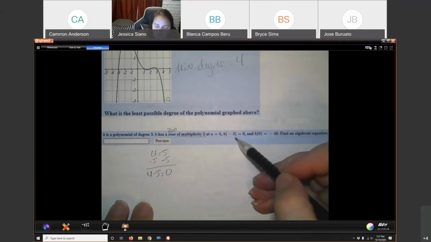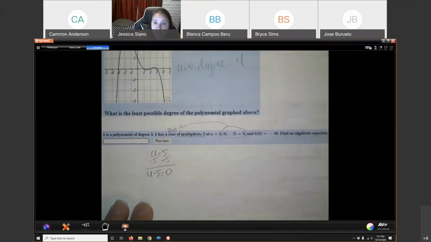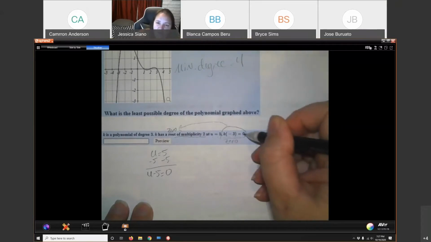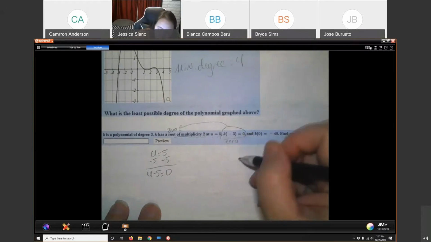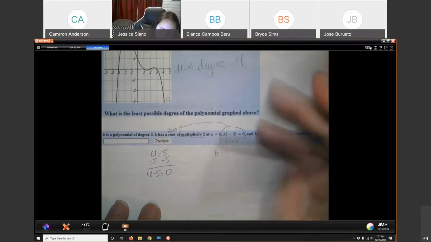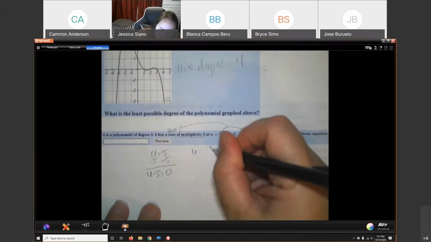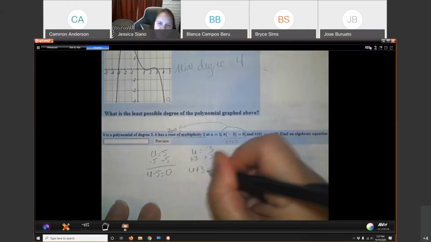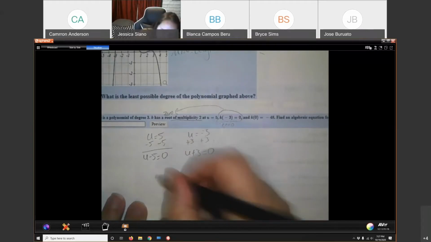Now, this right here is the same as saying that you have a 0. So this is also a 0. And we know that because y is 0. So if y is 0, that means this is a root or a 0. So that means that u equals -3, which means that u plus 3 must have been a factor. Okay, so these are my 2 factors.